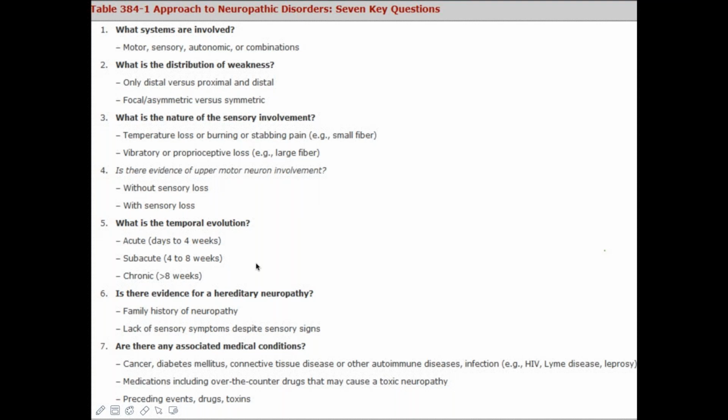Point number 4. Then evolution, how it has progressed. See, these 7 questions have to be answered in your HOPC. The patient will not come to you with answers. The patient will come to you with symptoms. So the 5th question is, what is your history?